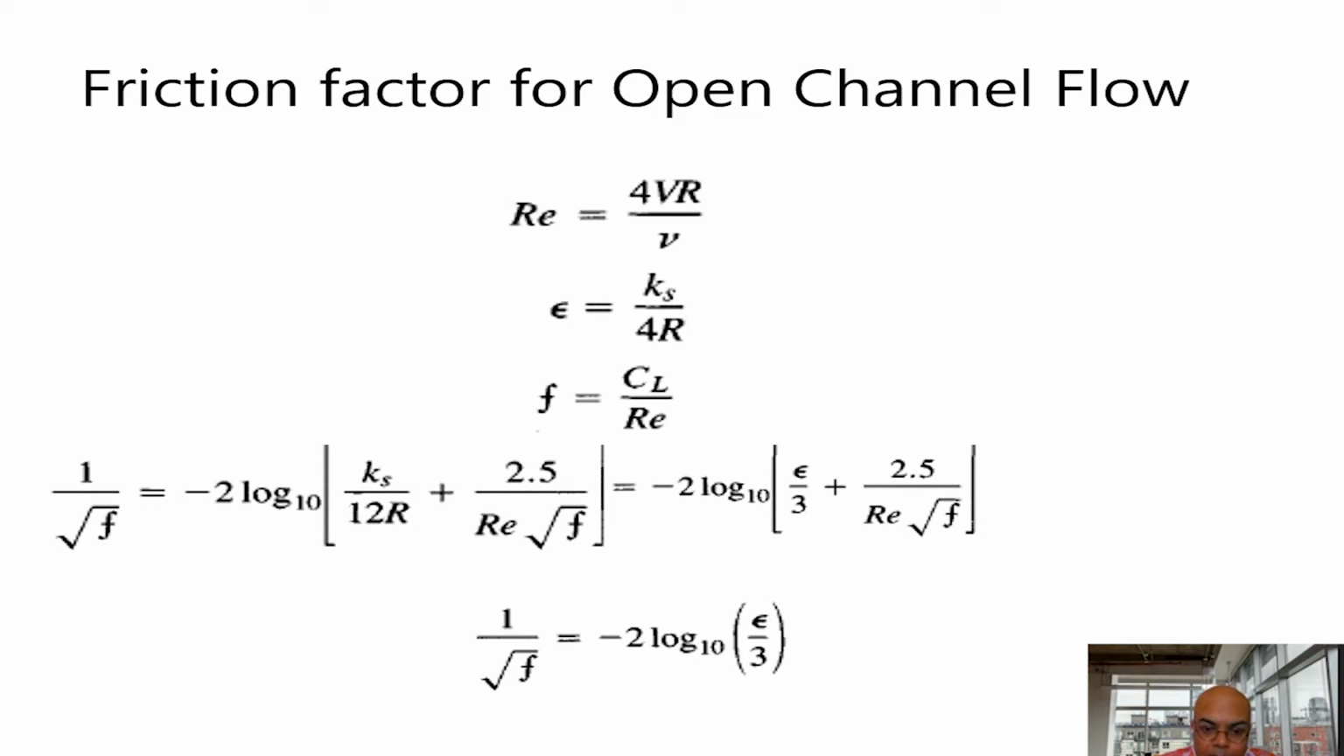Okay, so by knowing these k_s and the flow Reynolds number, but you can see this friction factor is on both sides. Okay, this is called an implicit equation. The friction factor is the unknown value.